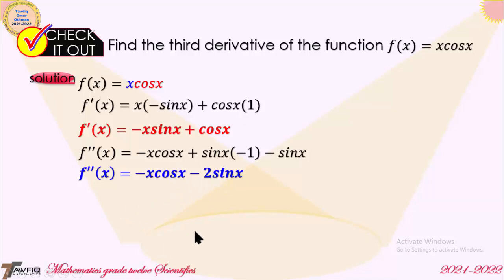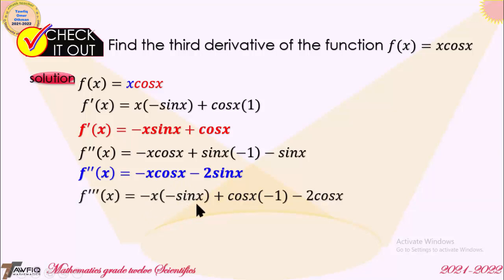And now take the third derivative. The third derivative is equal to the first one, minus x, times the derivative of cosine, which is minus sine x, plus the second one, which is cosine x, times the derivative of the first one. The derivative of minus x is minus 1, minus 2 times the derivative of sine x, which is cosine x. Simplifying, the third derivative is equal to x sine x, minus times minus is plus, minus cosine minus 2 cosine is minus 3 cosine x.